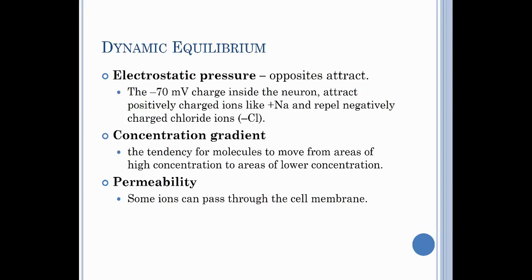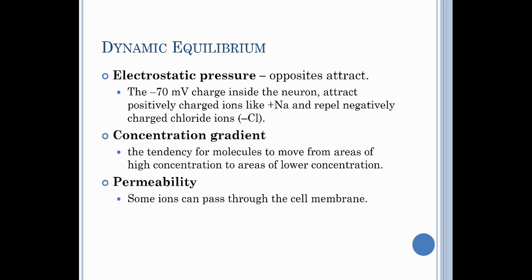We should really call this a dynamic equilibrium because three major forces are at work here that produce the delicate balance. The first force is called electrostatic pressure, and it can best be described as opposites attract, meaning that areas of negative charge, like the negative 70 millivolt charge inside the neuron, attract positively charged ions like sodium. Conversely, charges that are alike repel each other. The negative 70 millivolt resting potential within the neuron repels the negatively charged chloride ions.